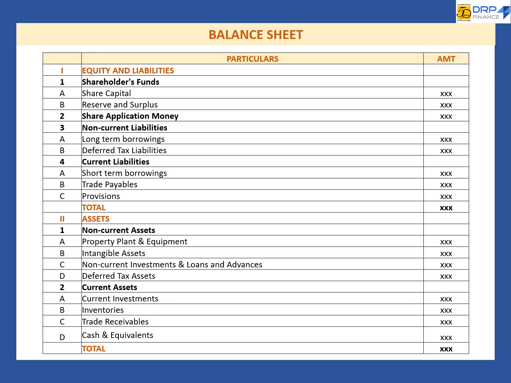Next we have assets. Assets are also comprised of two parts: non-current assets and current assets. Non-current assets are long-term assets that a company expects to hold over one fiscal year and that cannot be readily converted into cash within a year. Current assets are expected to be converted into cash within a year. Non-current assets can be property, plant and equipment, intangible assets, non-current investments and loans and advances, deferred tax assets. Current assets can be current investments, inventory, trade receivables from goods sold, and cash and equivalents.